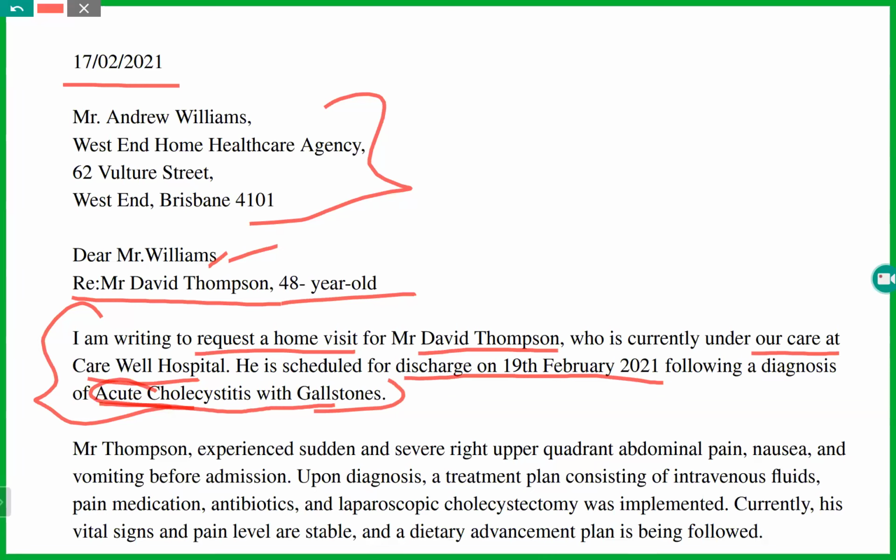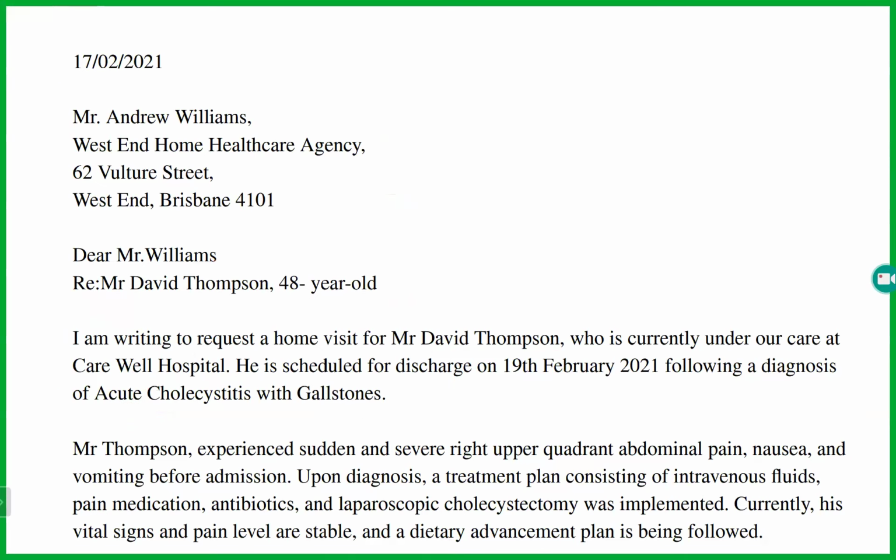So the current status of the patient: acute cholecystitis with gallstones. This acute cholecystitis with gallstones doesn't need to be capitalized, so you can write it in small letters. Please note that in the introduction it is compulsory to write the patient name and the purpose of the letter. Then you need to write the current status of the patient.